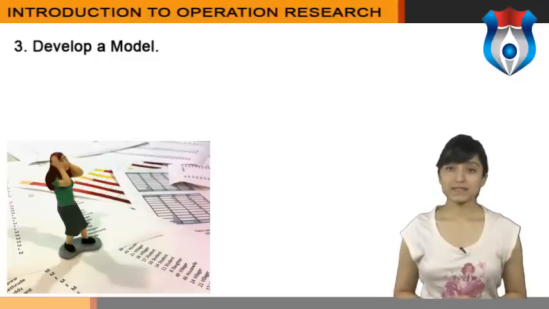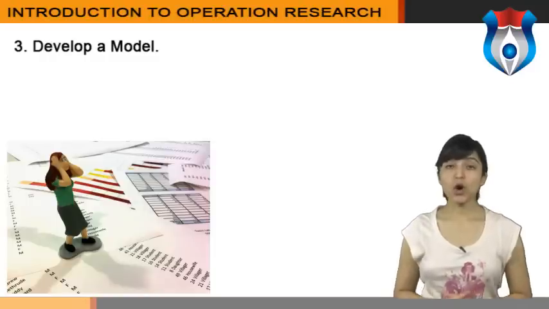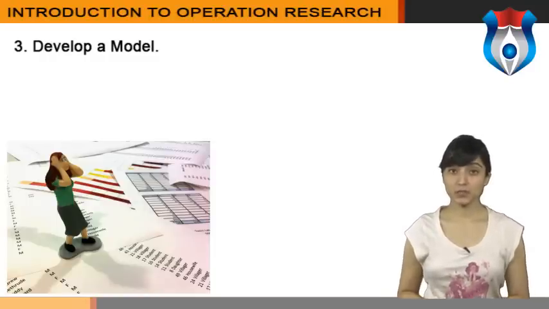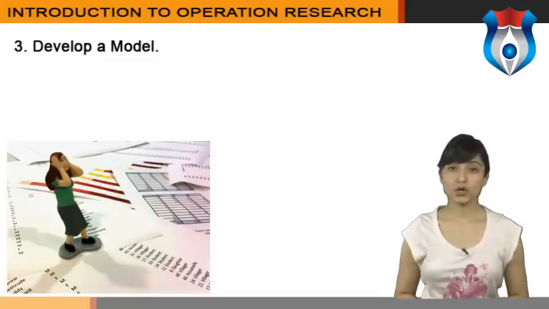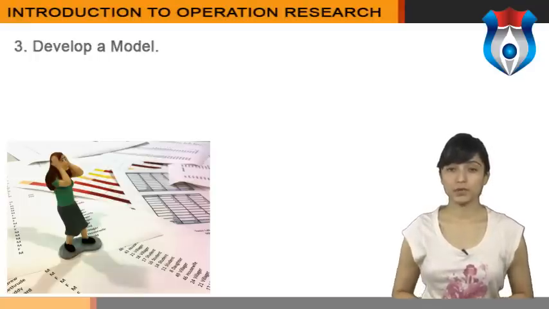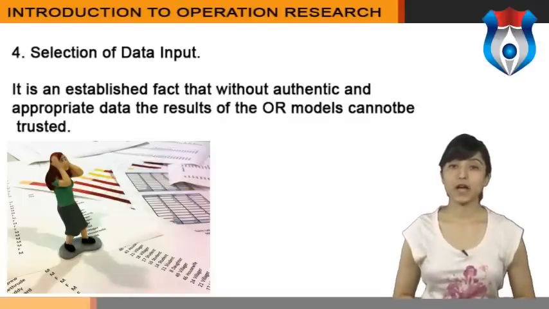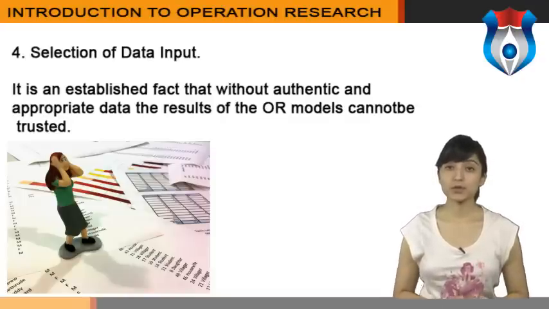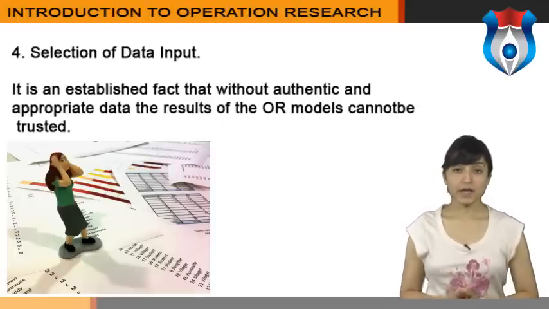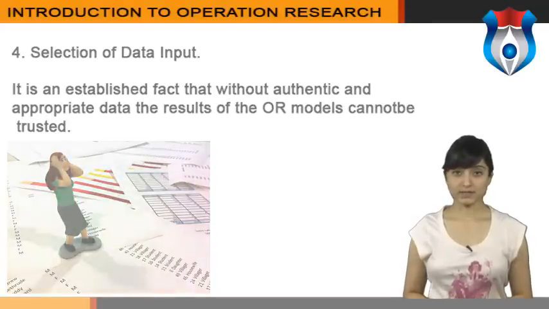Develop a model. The next step is to develop a model, which is a representation of some real or abstract situation. OR models are basically mathematical models representing systems, processes or environment in the form of equations, relationships or formulae. Selection of data input. It is an established fact that without authentic and appropriate data, the results of the OR models cannot be trusted. Hence, tapping the right kind of data is a vital step in the OR process.